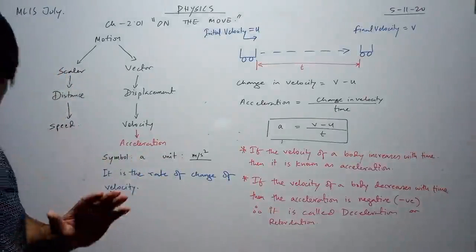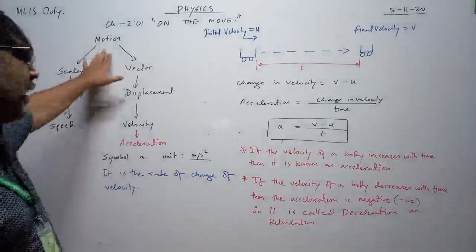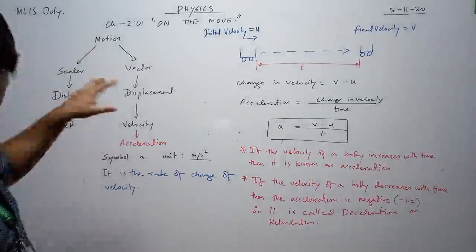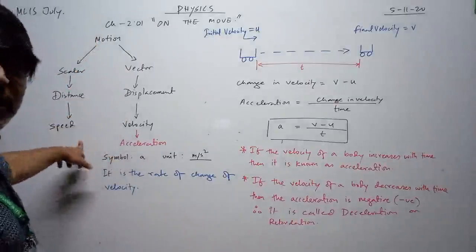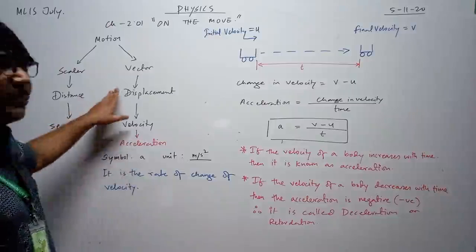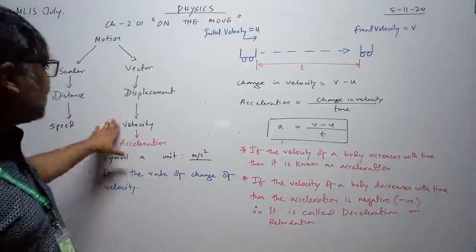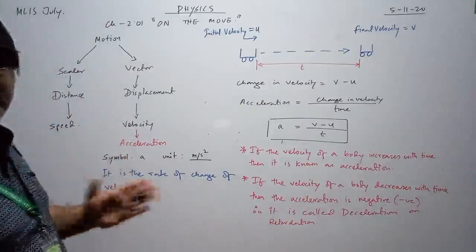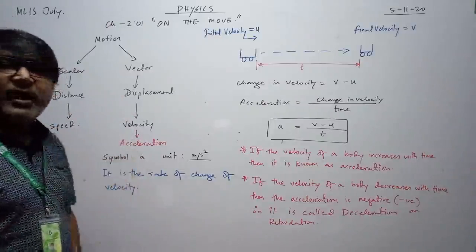In the last class, I had a discussion about motion and how scalar and vector can be related to motion. Relating the motion, we discussed distance and speed. What is speed? It's the distance traveled in unit time. We discussed displacement, the shortest distance between 2 points. And we discussed velocity, which is the rate of displacement or displacement in unit time. Today, I'm going to discuss acceleration.